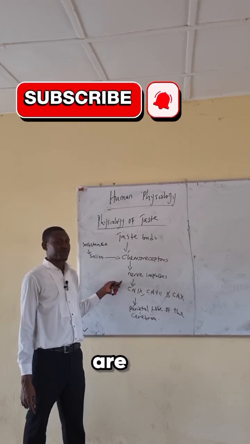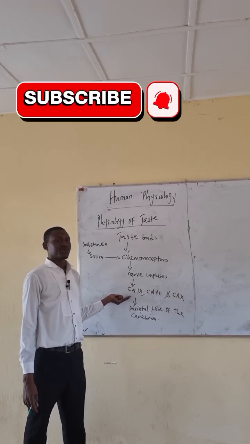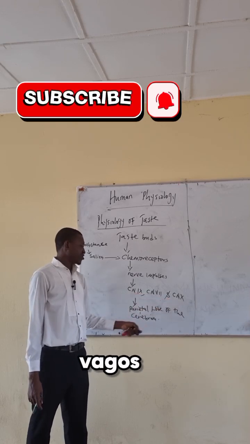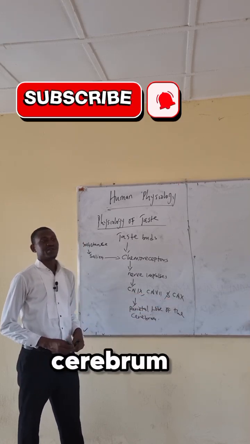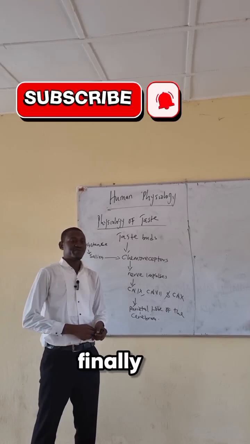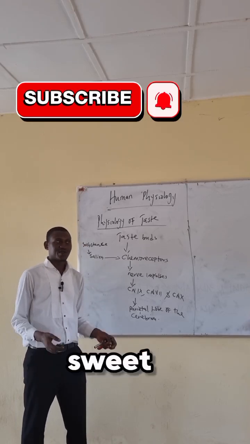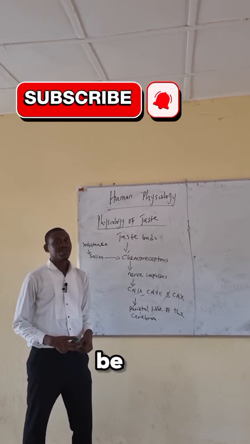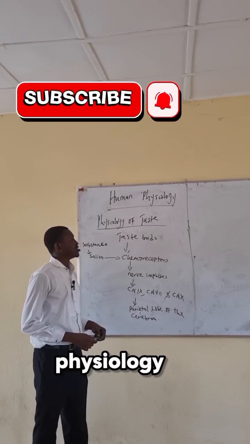When nerve impulses are produced, they are carried by the glossopharyngeal nerve, facial nerve, and vagus nerve to the parietal lobe of the cerebrum, where they are finally interpreted as either sweet, bitter, or salty taste, as the case may be. So this is the simple physiology of taste.